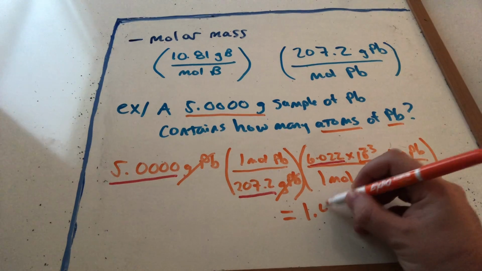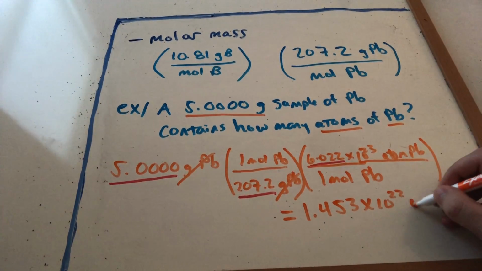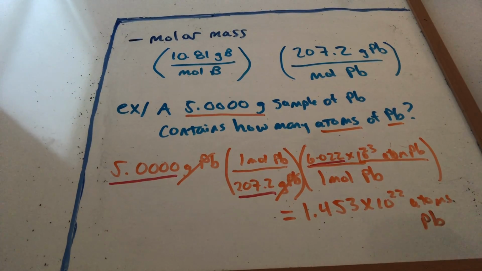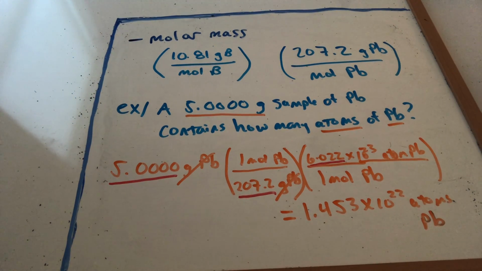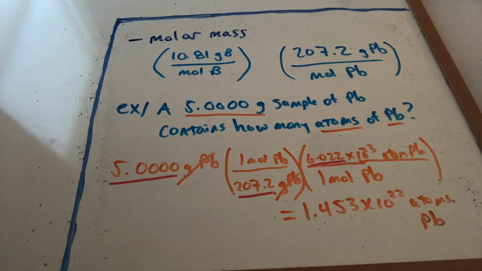And rounding to those significant figures, I get 1.453 times 10 to the 22nd atoms of lead. Is that a lot of atoms in a 5-gram sample? Well, yeah, but that makes sense because atoms are just so small that even if you have a smallish sample, like 5 grams, which isn't that bad, you can hold it in your hands, it's nothing that's super heavy. But look at how many atoms it contains. It contains a large amount of atoms. Okay. So molar mass is something that lets us link to moles. And then from there, Avogadro's number can actually have us count.